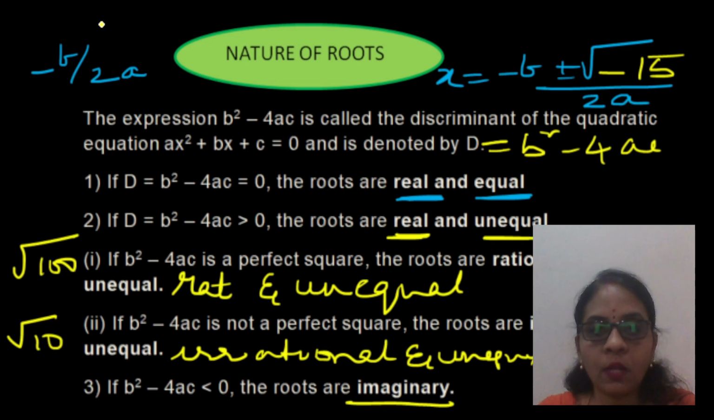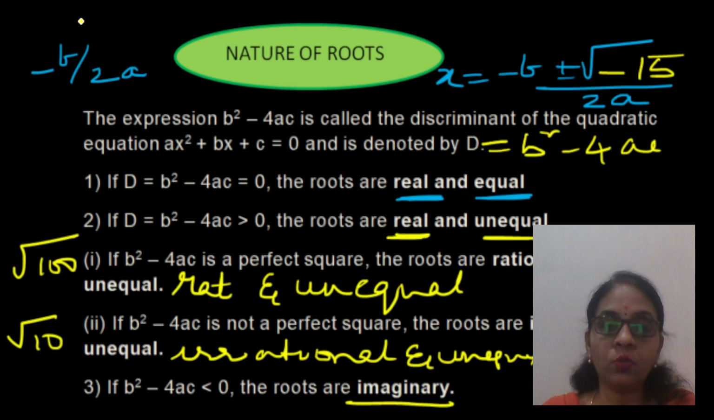real and unequal. Now, if this b square minus 4ac is a perfect square, that is, if you know the value like root 16, root 9, root 25, root 121, root 441, all these are perfect squares, so you can find the value. When you can find the value, the roots become rational roots. Okay, and they are still unequal.